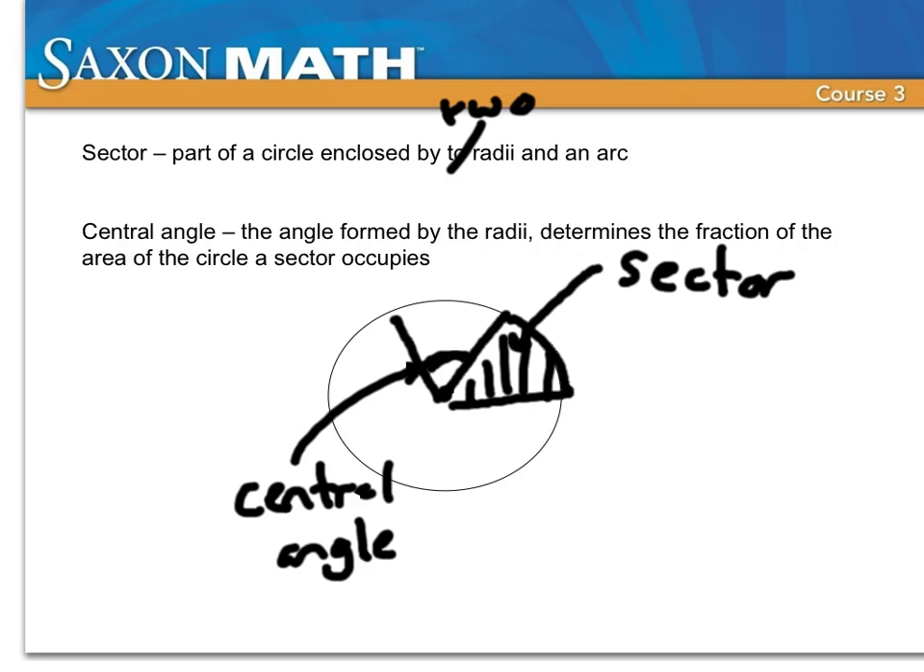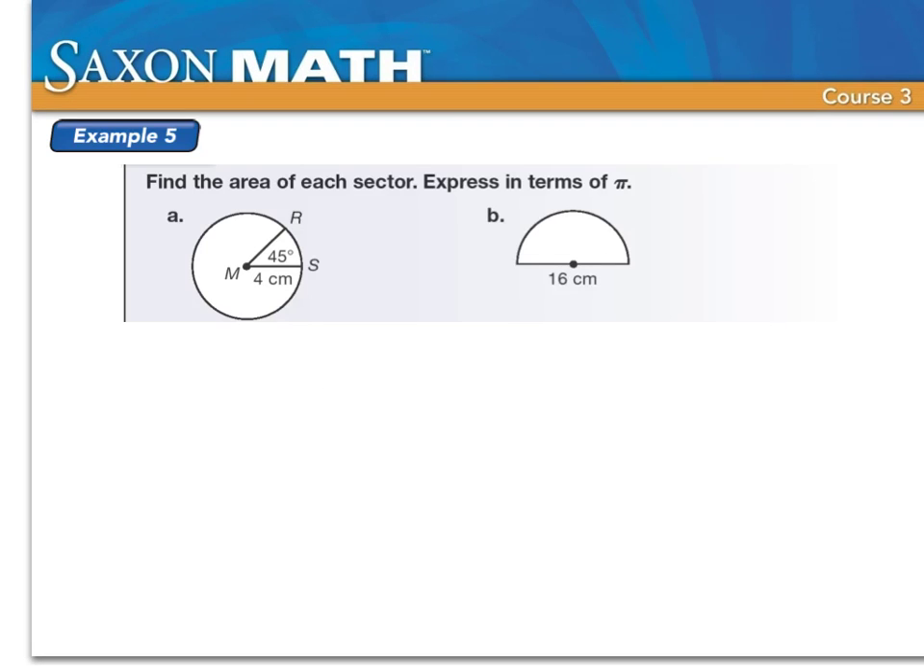Alright, let's move on to the last example. Find the area of each sector and express in terms of pi. So again, we get to leave our answer in terms of pi here. Okay, well, first thing we need to do before we can find the area of the sector is find the area of the whole circle. So the area of the whole circle is, again, pi times r squared.